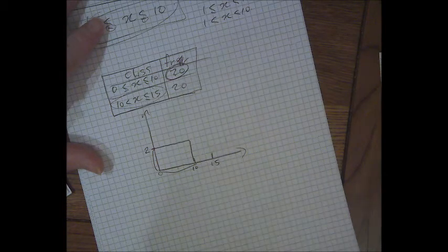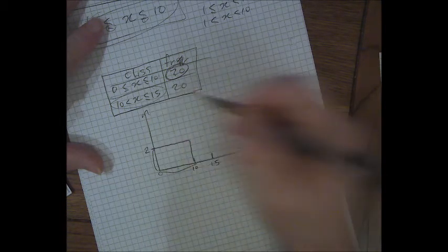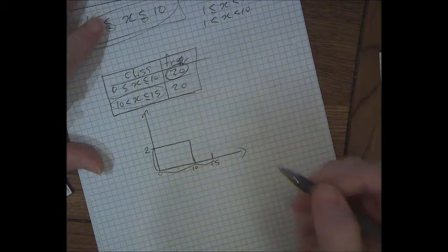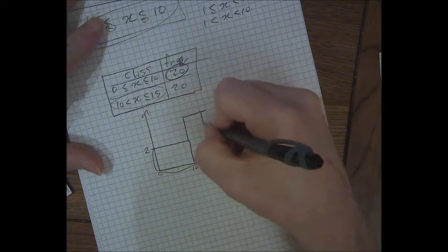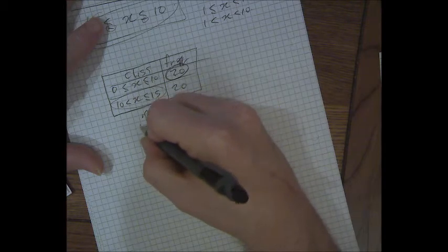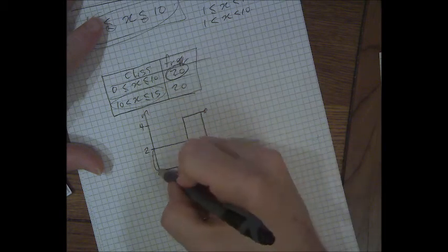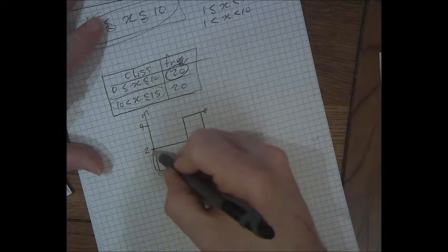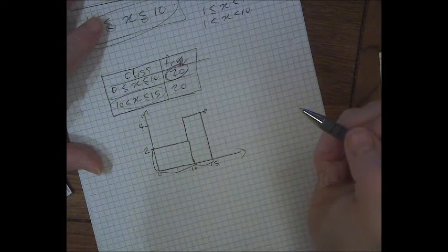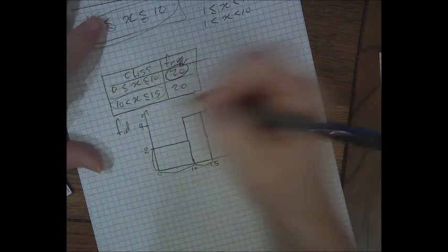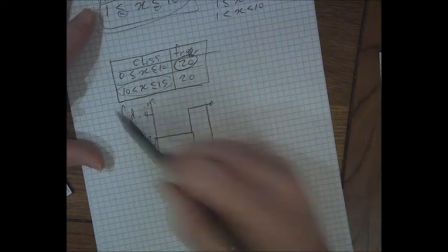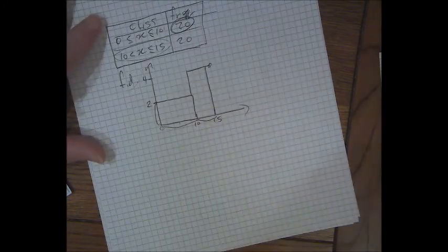This one also needs to have an area of 20, but this is stuck with a width of 5, so it's got to have a height of 4. Just check that the scale is good. We've got 1 grid square, 4 grid squares for 2 units. So it's good. That is the histogram. And to finish it off and get full marks, you write frequency density there. I'll give you another example.